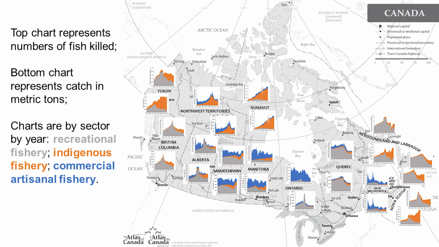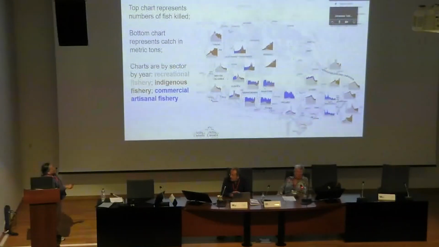Now, I don't know if anybody here is familiar with freshwater fisheries in North America, but they say that it's the artisanal fishery that's taking all the fish. But our charts say no. What is taking all of the fish are the gray parts, especially here in British Columbia.